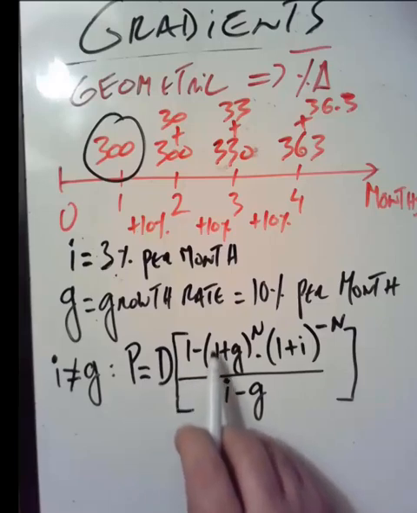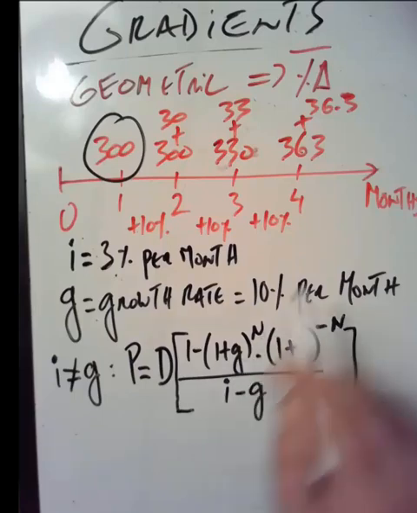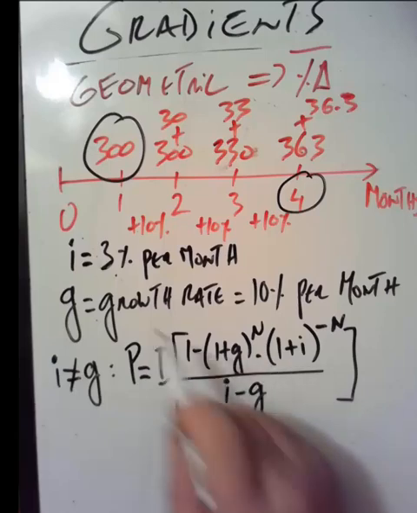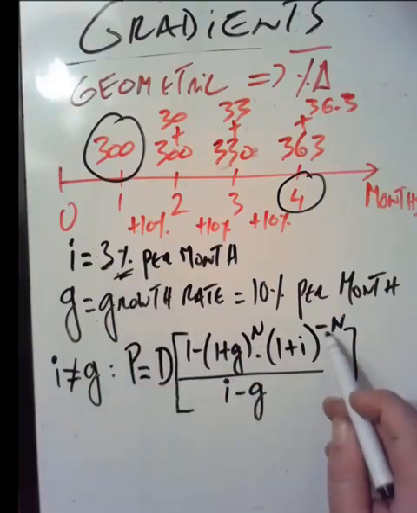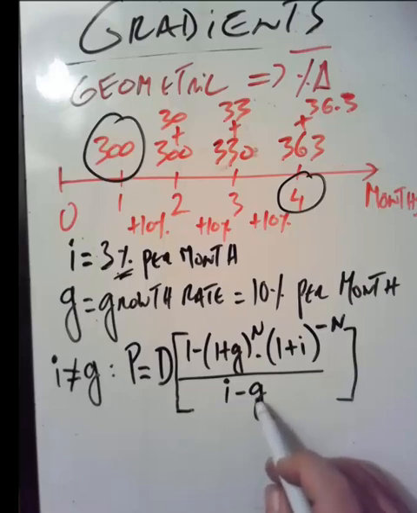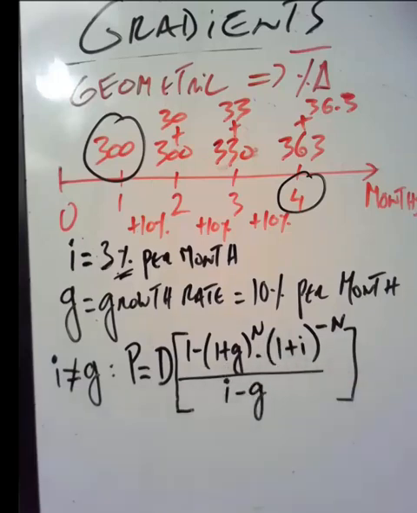1 minus the product between 1 plus the growth rate, this will be 0.1, right? 1 plus 0.1 to the power of 4 times 1 plus the 0.03 for the interest rate to the power of minus 4, and here 0.03 minus 0.10, which will give you a negative number here. Okay? But then the numerator is negative, so they cancel each other.